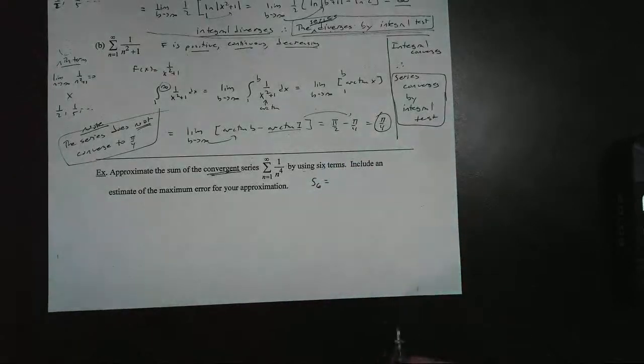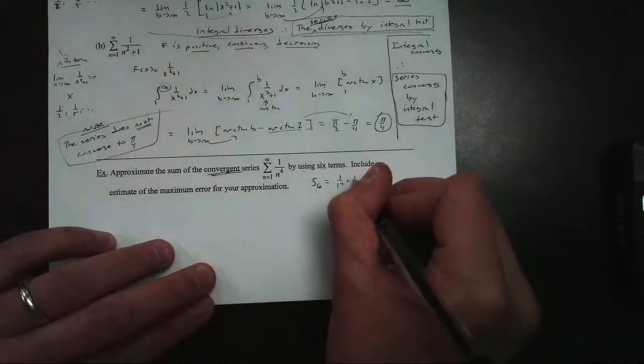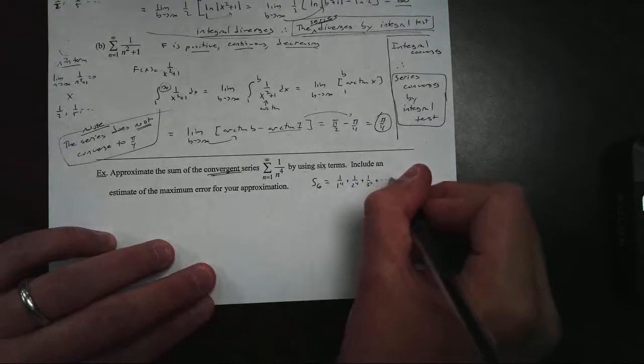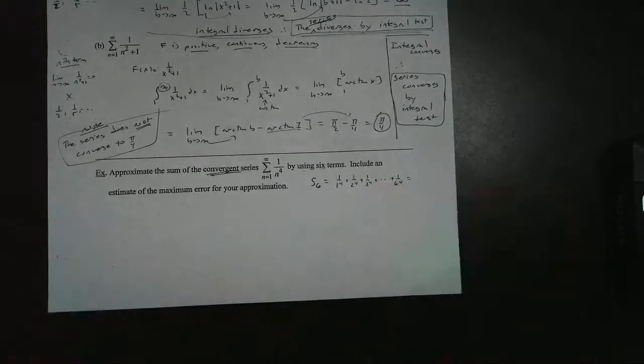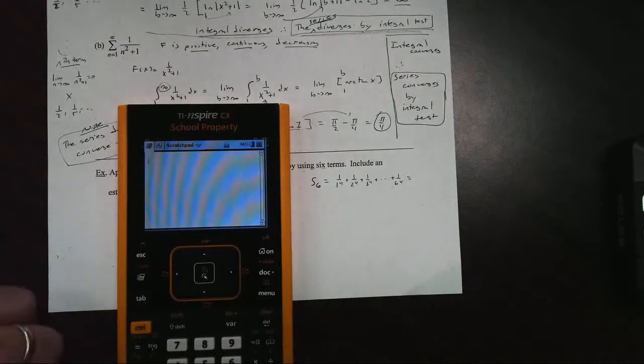Remember, the sum of the first 6 terms: we let n be 1. We get 1 over 1 to the 4th plus 1 over 2 to the 4th plus 1 over 3 to the 4th, all the way up to 1 over 6 to the 4th. I'm just going to use the calculator to get that value. Give me a second here. Always clear it out. We're going to take the sum of a sequence.